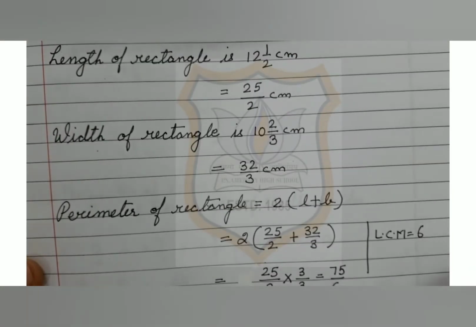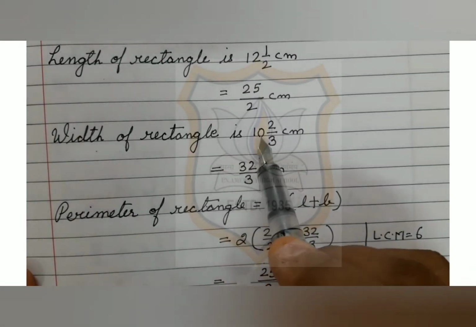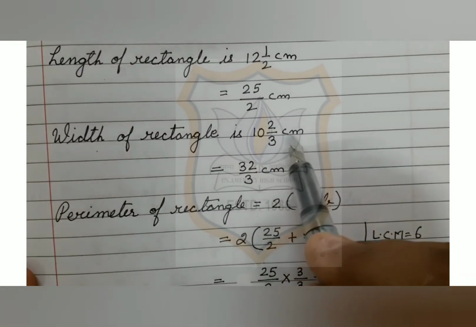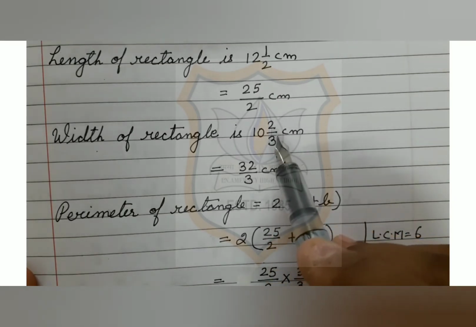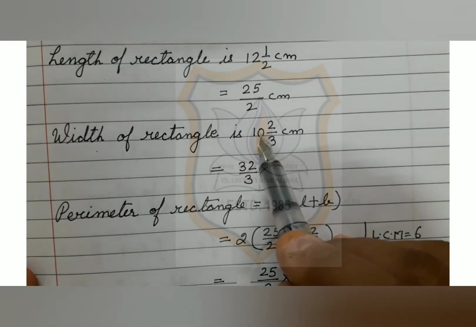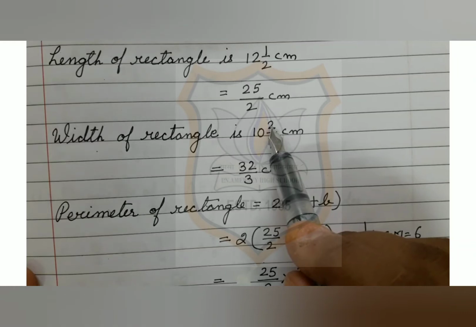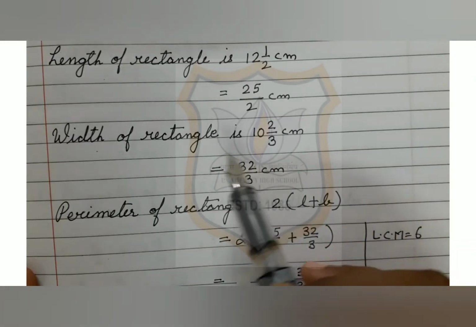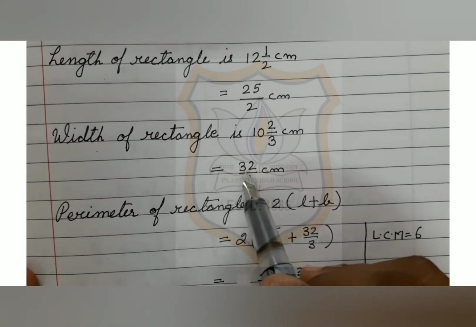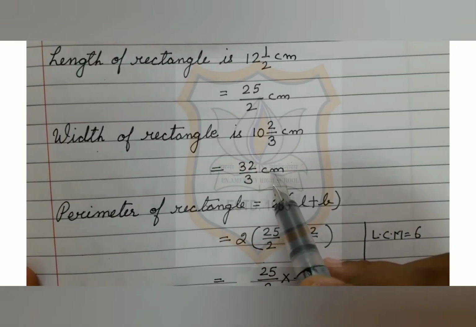Now the width of the rectangle, that is 10 integer 2 upon 3 centimeter, is given in the question. Now again we will convert this mixed fraction into an improper fraction. For that we will multiply 3 into 10. 3 tens are 30. 30 plus 2 is equal to 32 upon 3 centimeter. So we can say that the width of the rectangle is 32 upon 3 centimeter.